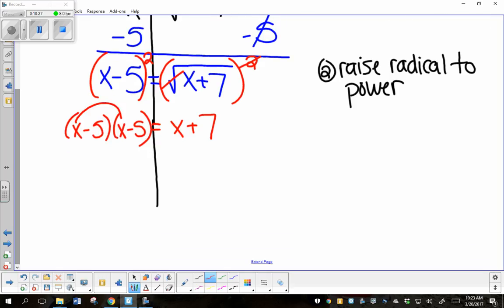X times x is x squared. And I'm going to have minus 5x minus 5x. That's minus 10x. And then negative 5 times negative 5 is plus 25. I'll give you guys a second for that to sink in. So we FOILed that. I kind of just used the shortcut because it is a perfect square trinomial.